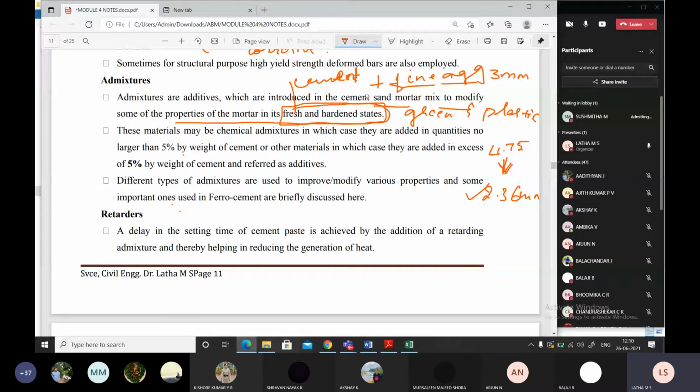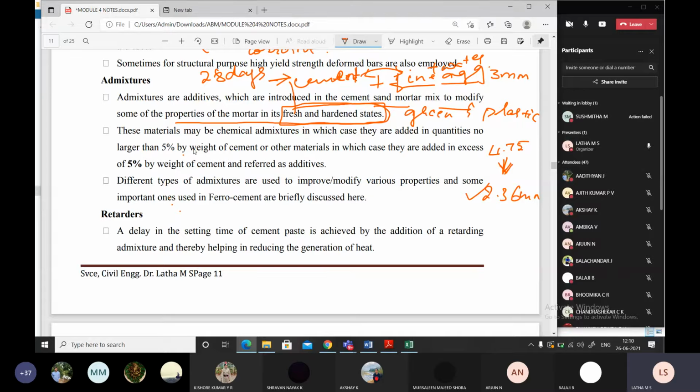So fresh means which is in moldable shape. You can mold it into any shape. It is just a mix of cement and fine aggregate with water. And hardened state means after preparing the ferro cement and allowing for 28 days of curing, students, it is in a hardened state. So everyone knows about it, but you don't know how to put it across.